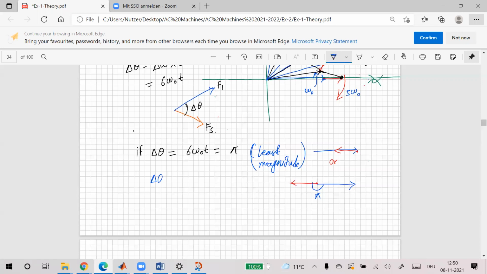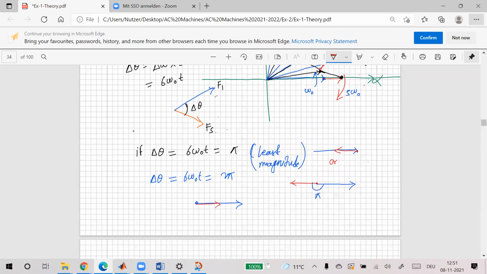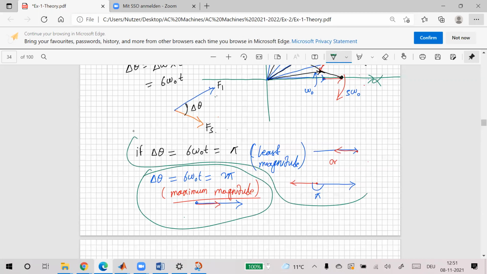And when this is equal to 6 omega naught t equal to 2 pi, it means they are in phase, so their resultant will be higher. So this makes your maximum magnitude. And from here, of course, you can calculate your time. But this is just for your understanding.